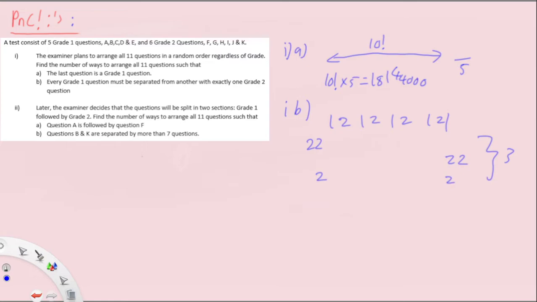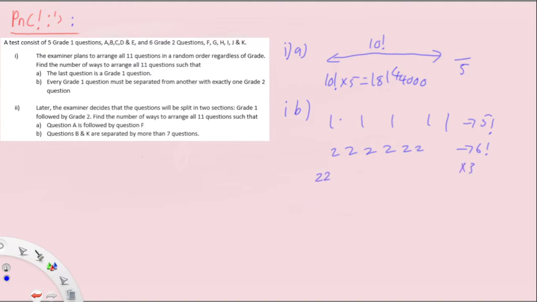But we can actually look at it this way. We're going to arrange these 5 grade 1 questions first with 5 factorial, and arrange the 6 grade 2 questions with 6 factorial. The idea is that you're arranging each group while disregarding the other items, and then slotting both of them together like a hamburger. Then of course we need times 3 because of the number of cases.